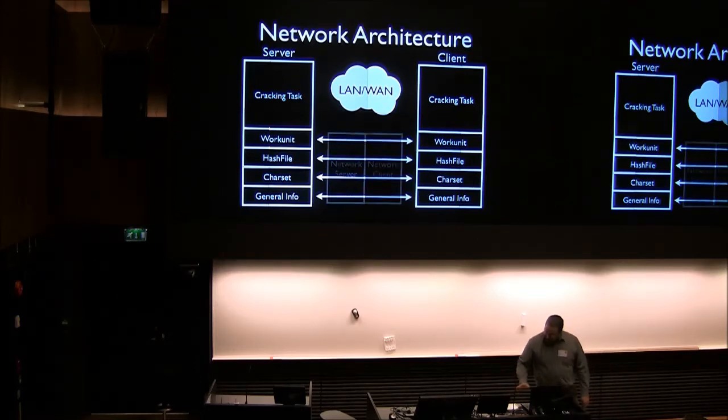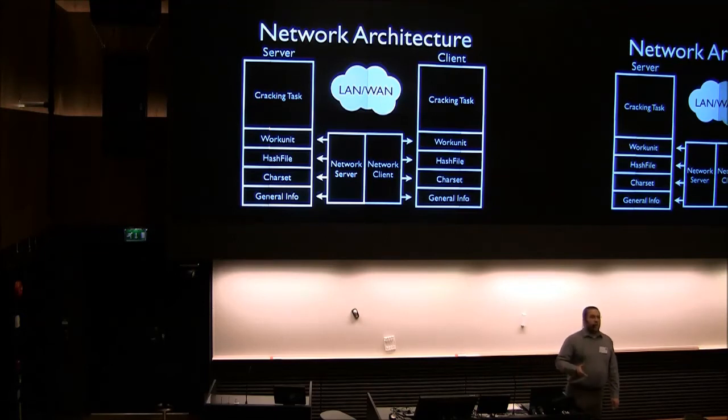And this is handled by the network client and server classes, which simply shovel data back and forth across the network. The network class does not know what the hash file class is. It does not know which character set class you're using. All it knows is that this is the current in-use hash file class, and it can retrieve data from it.